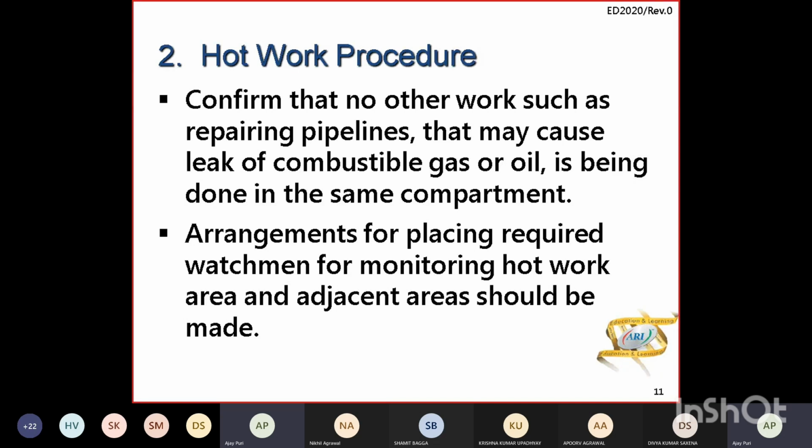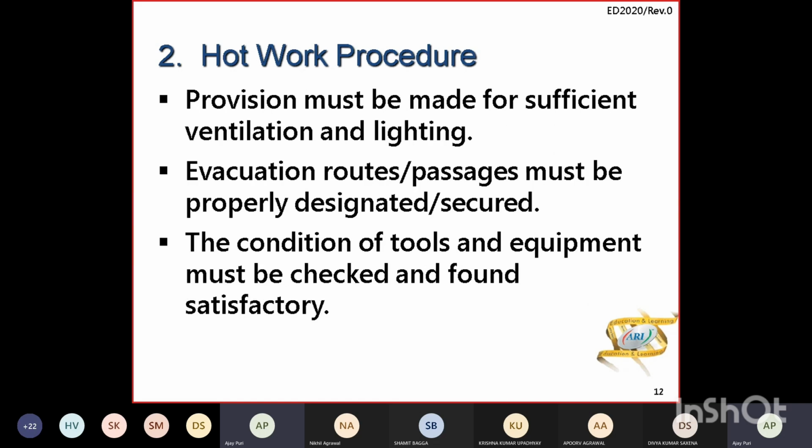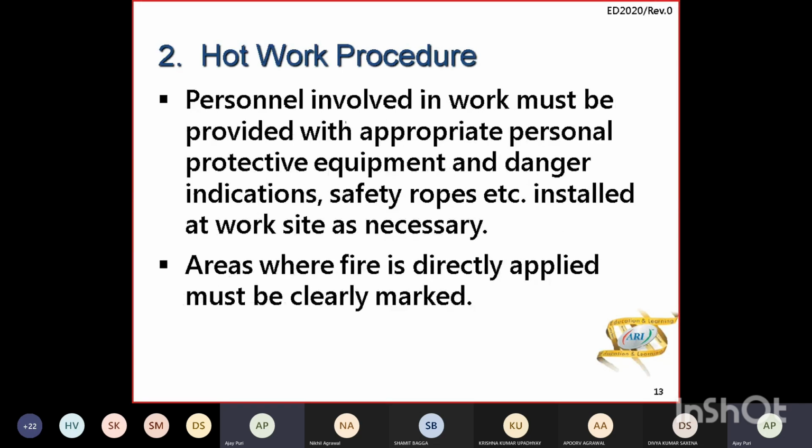Arrangements for placing required watchmen for monitoring hot work area and adjacent areas should be made. Provision should be made for sufficient ventilation and lighting. Evacuation routes or emergency exits and passageways should be properly designated or secured. The conditions of tools and equipment should be checked and found satisfactory. Personnel involved in work should be provided with appropriate PPE, and danger indications and safety ropes installed.